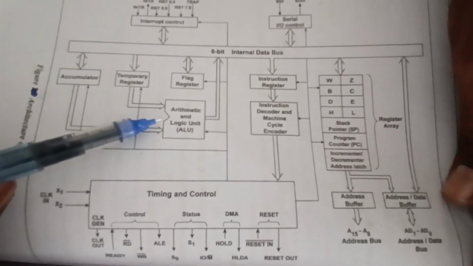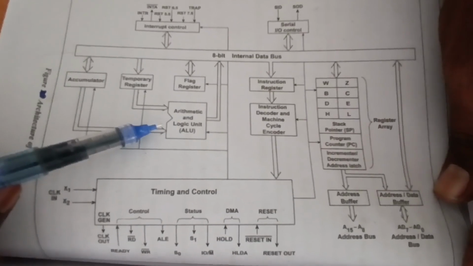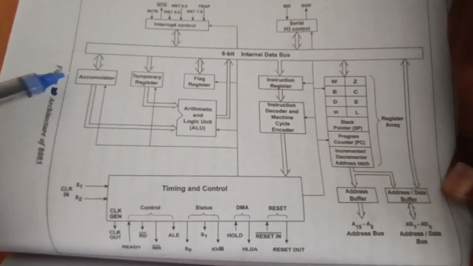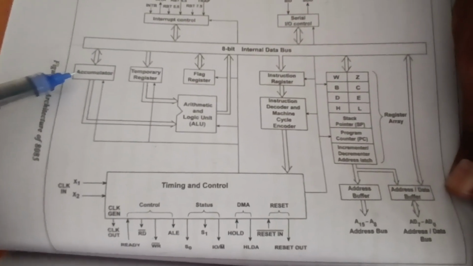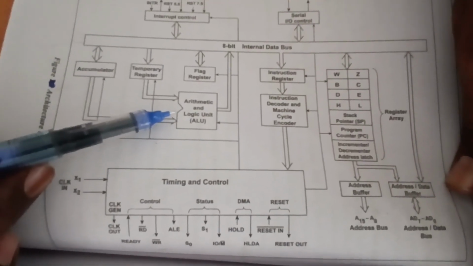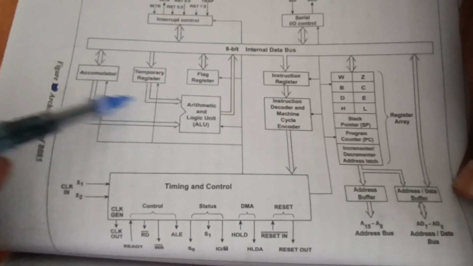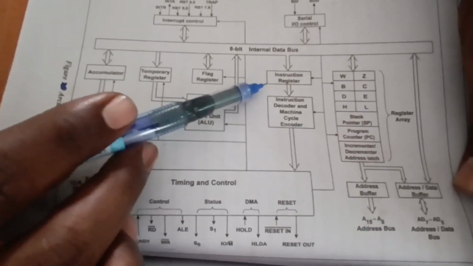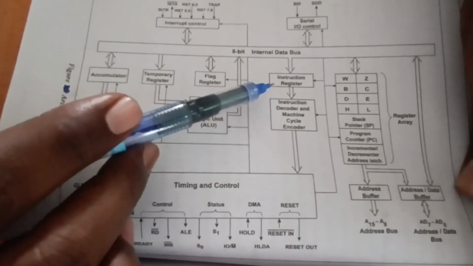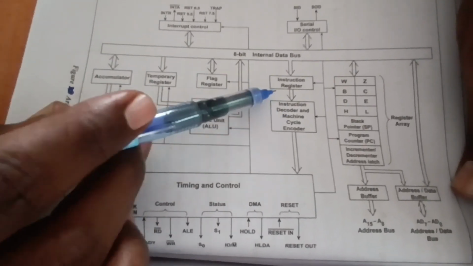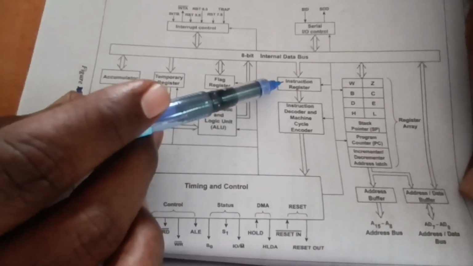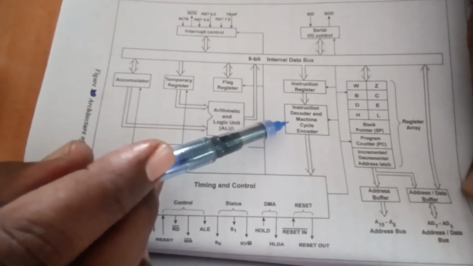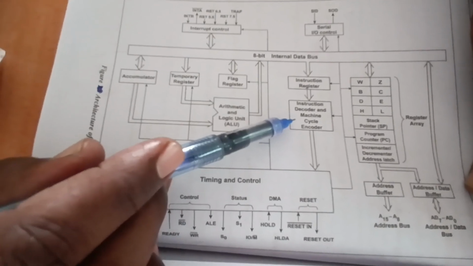The arithmetic logic unit is used to perform the arithmetic and logical operations, that means addition, subtraction, multiplication, division. The accumulator is used to give extra space to the ALU. If there is not enough space, it will give additional space. The values are stored into the registers with the help of instructions. We enter the opcode, the opcode is entered in the microprocessor, and it will be stored into the instruction register as well as the instruction decoder and machine cycle encoder.